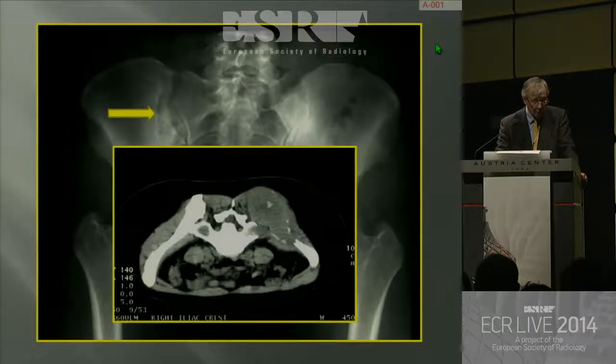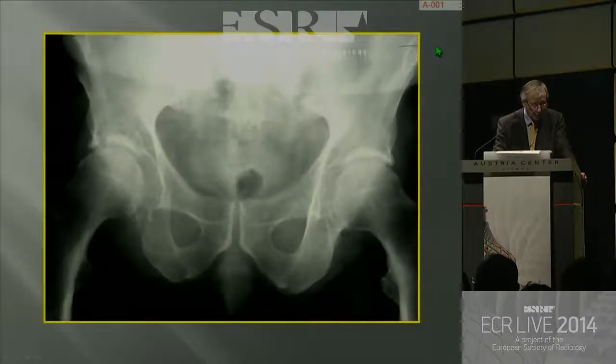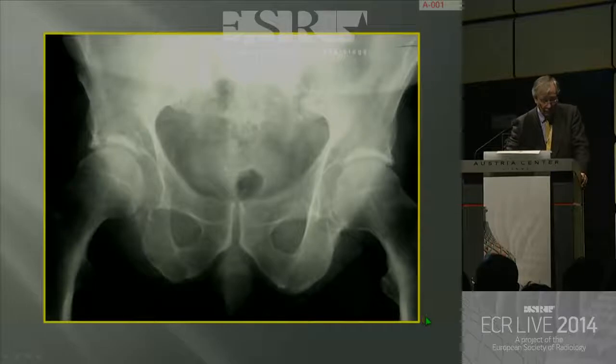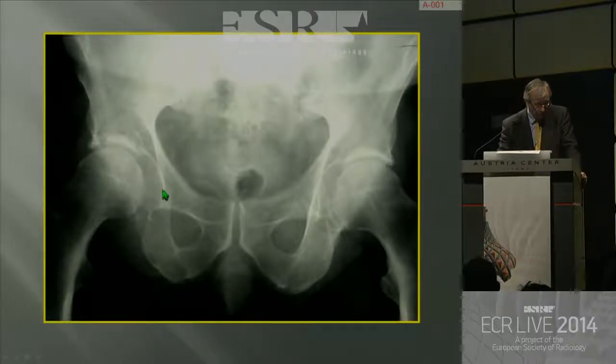So look at the outlines. Another example here of a pelvis looks pretty good, but look what's happened down here. You just can't see the innominate line so clearly on one side. The teardrop is clearly seen on that side, but difficult to see on that side.